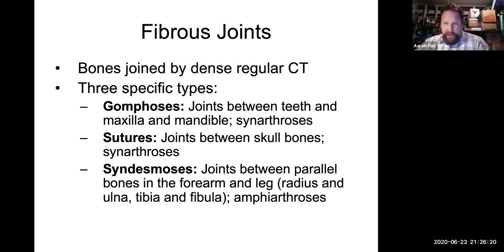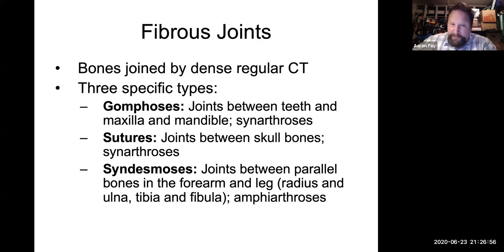Yes, I want you to know gomphoses is the anatomic designation, but their physiological designation is synarthritic, right? They don't move, right? Your teeth aren't moving around inside your jaw if you're having a good day. Next type of fibrous articulation are sutures. These are specifically between the bones of the cranium. They are also synarthritic. Hopefully these things should not be moving relative to each other.